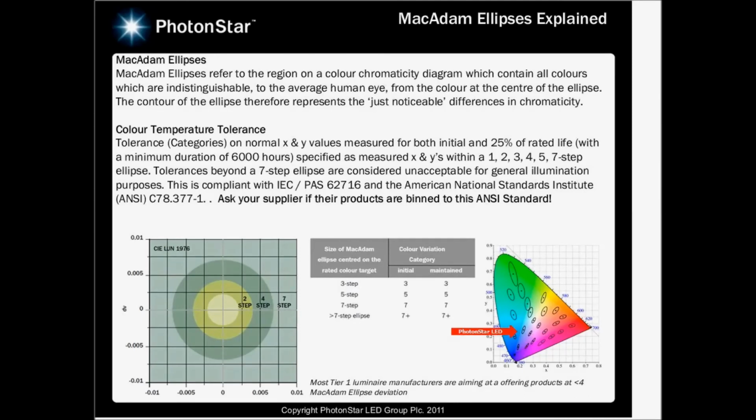You'll be aware on our data sheets, it will say the size of the MacAdam ellipse centred on the rated colour target, and we will have initial and maintained. Typically on our current data sheets we say 3, although we're expecting to perform slightly better than that. Bear in mind all the things we talked about earlier that can affect the colour of the lights over a period of time. So we will say that that's our expectation within a specific temperature over a particular period of time, operating at a specific current.